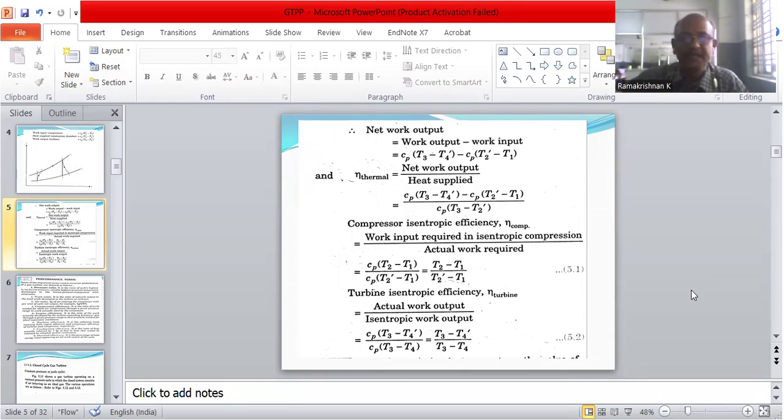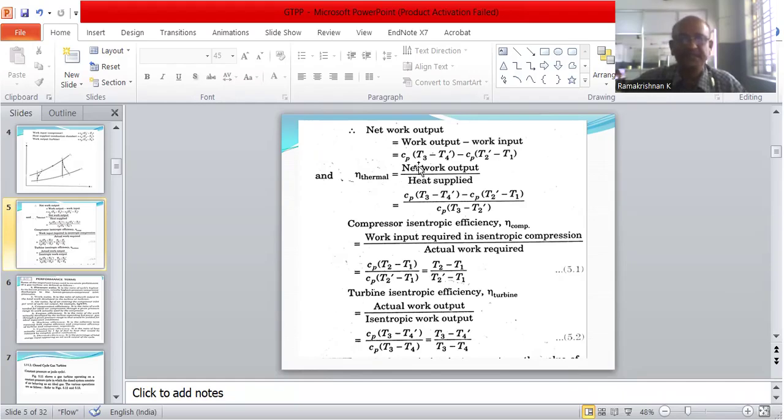Here, the net output is extracted from the turbine, but we have to subtract the compressor work. The reason is, at the time of starting, as we know, the turbine and the compressor are connected on the same shaft. Initially, the compressor is given the power supply. After the turbine is brought to the working condition, the compressor is cut off from the electric supply. So some part of the energy from the turbine output is utilized to run the compressor. So we have to separate the compressor work.